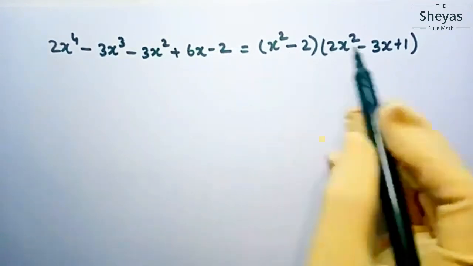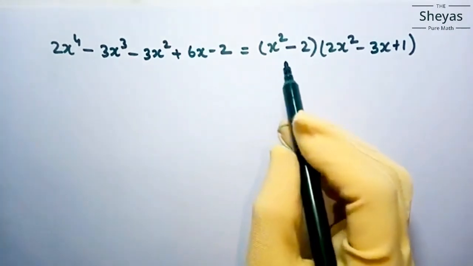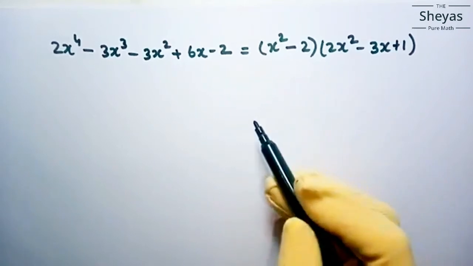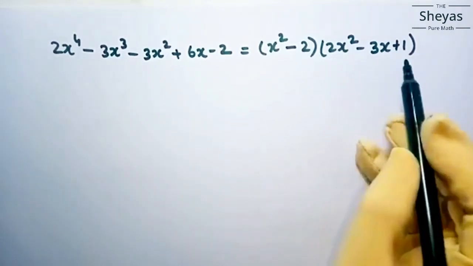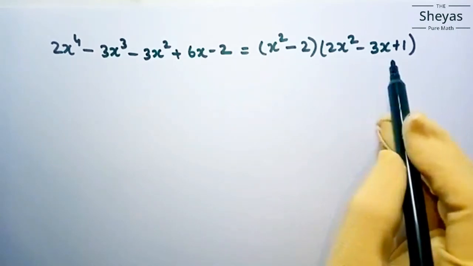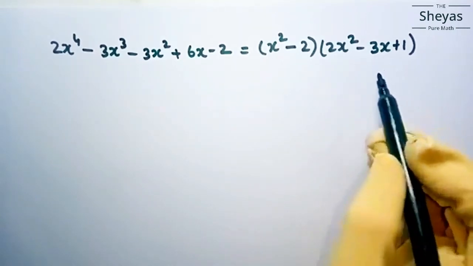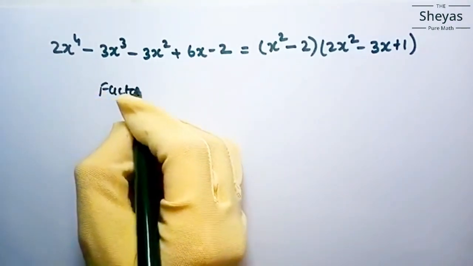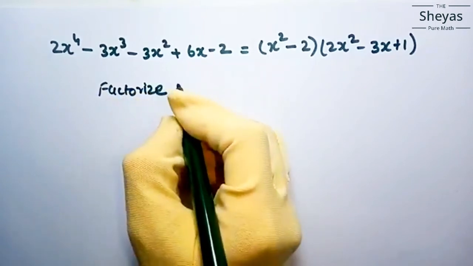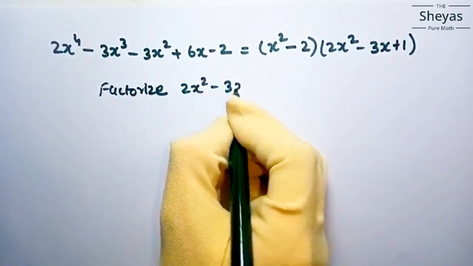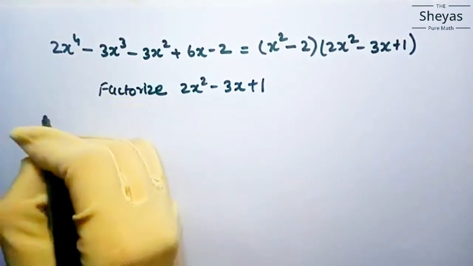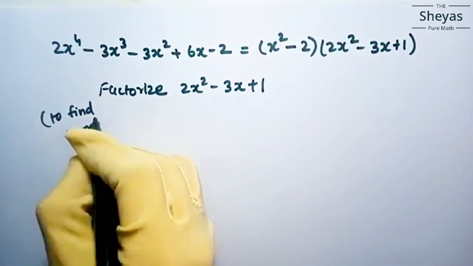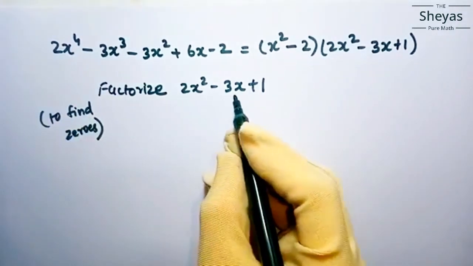So now we know that these two are factors, and we already know the zeros of x square minus 2, that is root 2 and minus root 2. Now we have to find the zeros of 2x square minus 3x plus 1. To find the zeros, you have to factorize this. That's why we are factorizing.